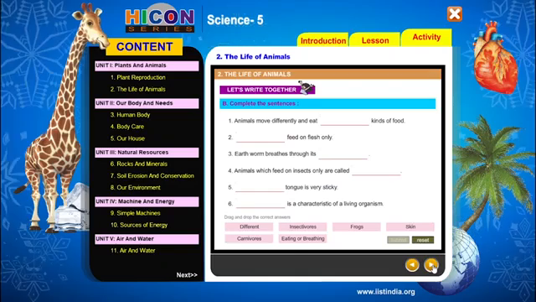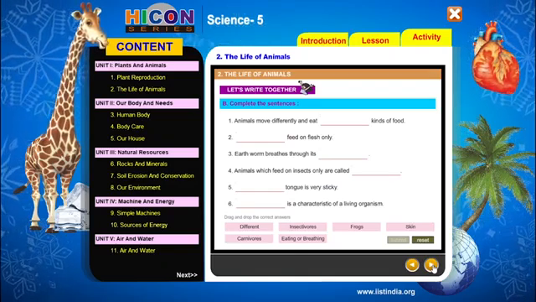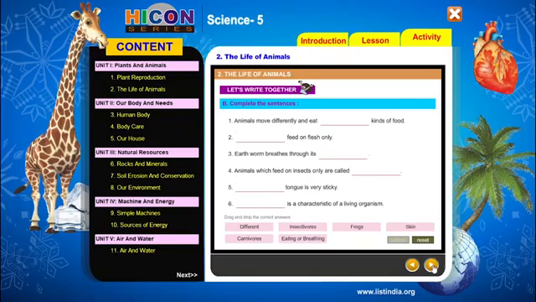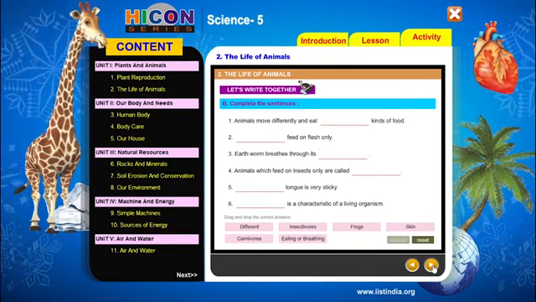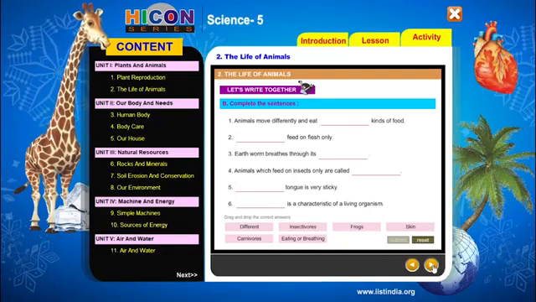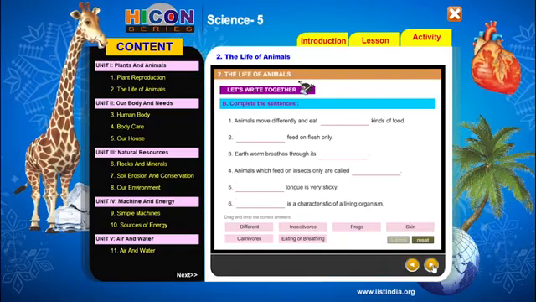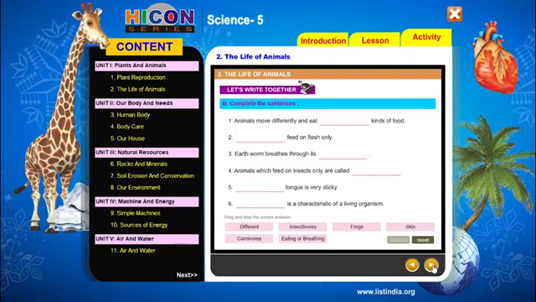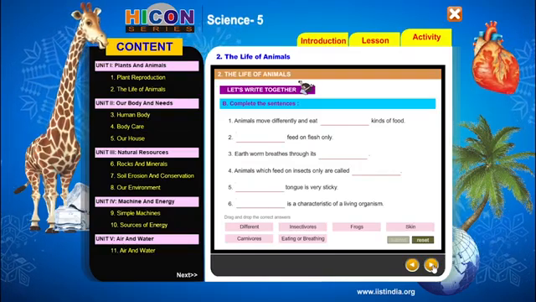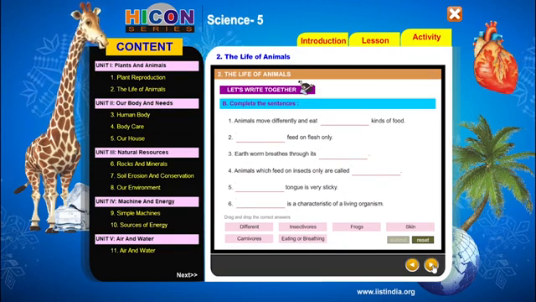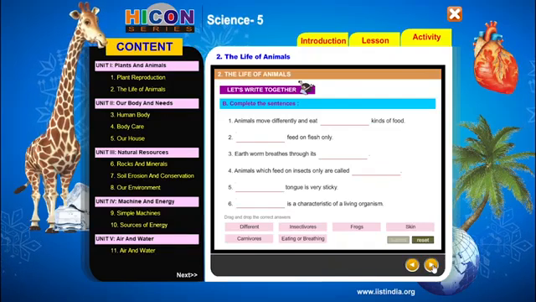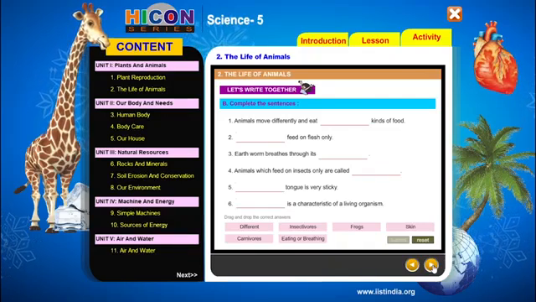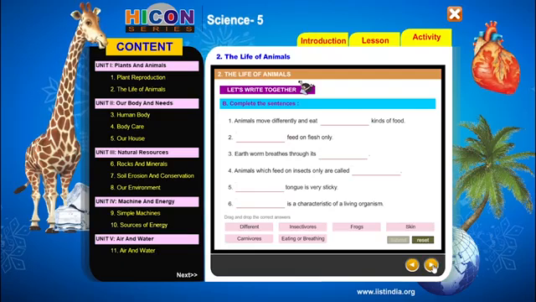Children, look at the screen. There are 6 sentences given, and we have to fill the blanks with the words given below these sentences. See below these sentences, there are some words given in the pink colored boxes. Let us see the answers given in this box. The first one is different, second one is insectivores, third one frogs, fourth one skin, fifth one carnivores, and sixth one is eating or breathing.